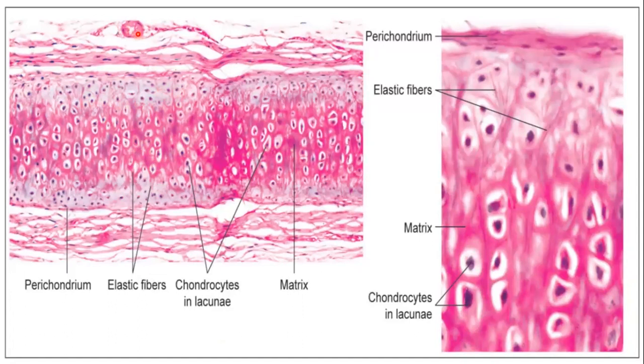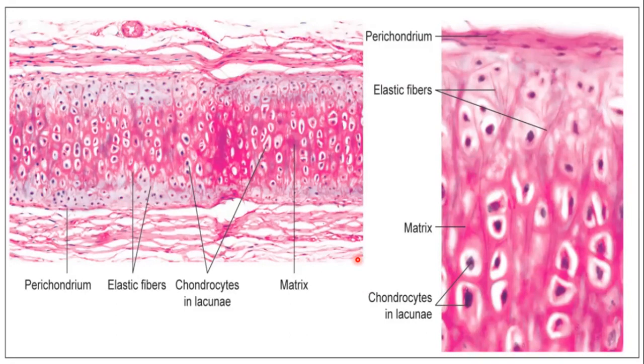Here you can see a blood vessel in the outer fibrous layer. Now nutrients will diffuse from there inward. Then here you can see isogenous groups. Here you can see these are your elastic fibers. And see the size of these lacunae, they are very large.